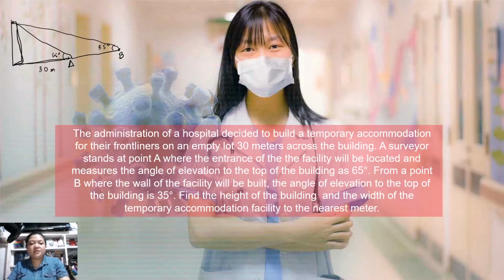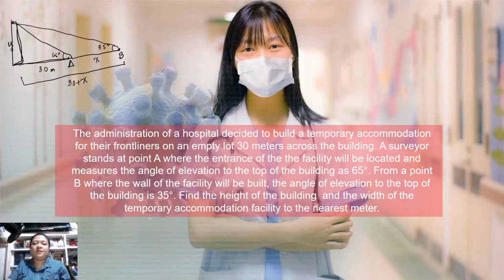Ngayon, ang unang tanong. Hanapin daw ang height ng building. Itawagin natin ang height na y. At ang lapad ng accommodation facility, tatawagin natin x. Okay, pag pinagsama natin ang distance mula dito sa harapan ng building papunta sa dulo ng accommodation facility, ito ay magiging 30 plus x or x plus 30. Okay. Mayroong dalawang method para makuha natin. Pwede natin itong kunin ng sabay.